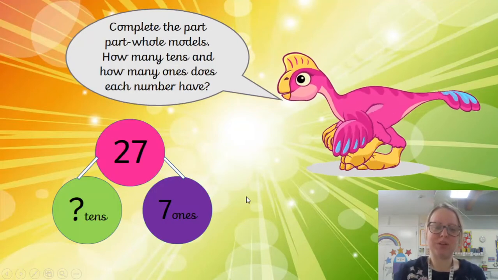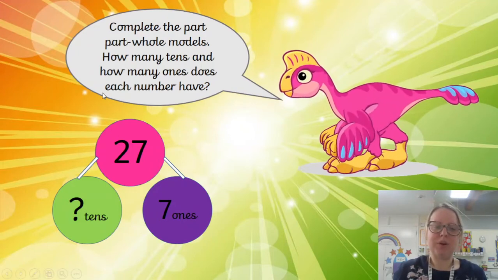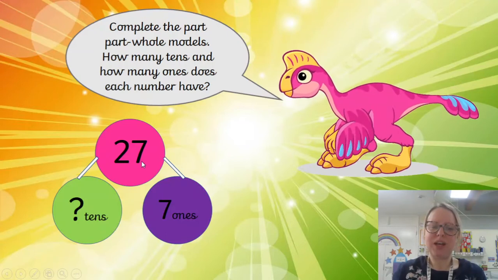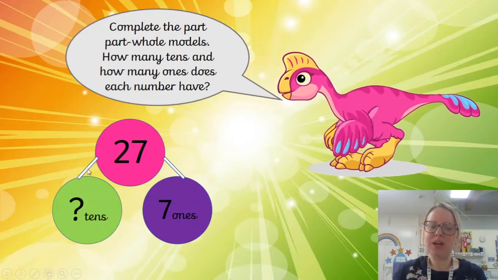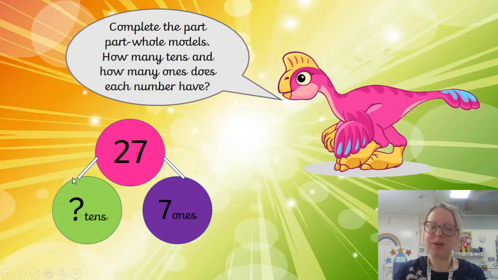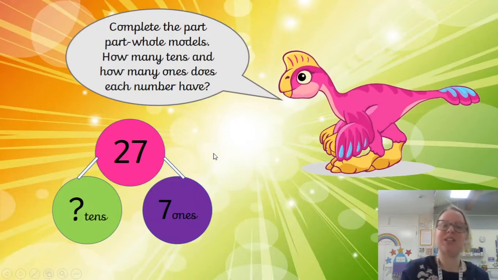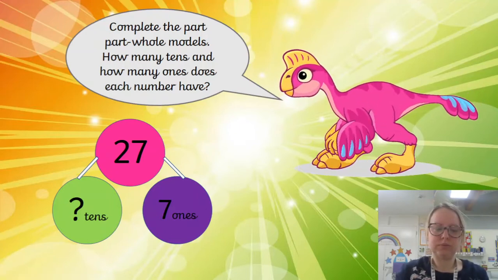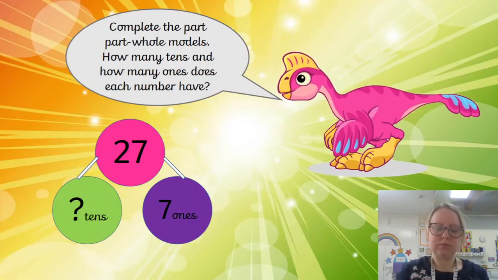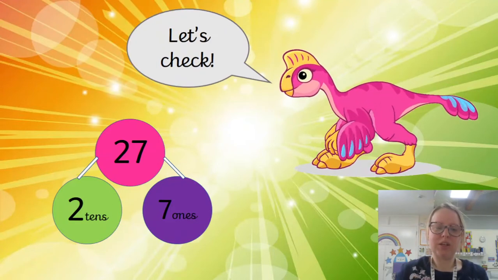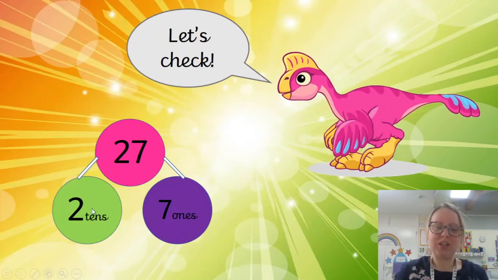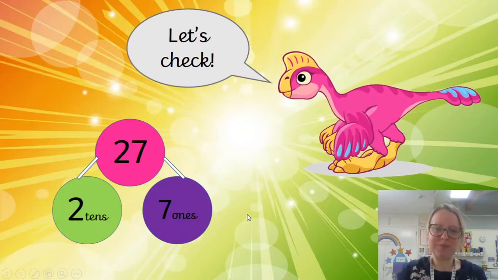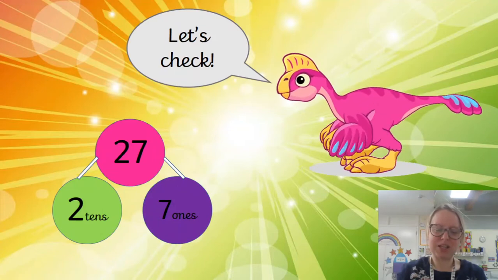Let's try one more time. This time our number is 27. 27 has 7 ones, but how many tens does it have this time? Can you write how many tens it has in your book? Okay, let's check. So 27 has 2 tens and 7 ones. Did you get that one right?